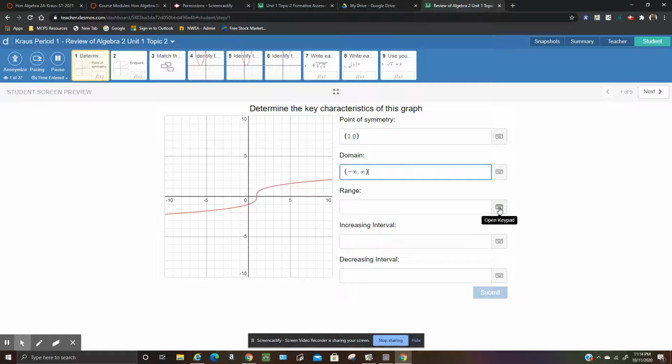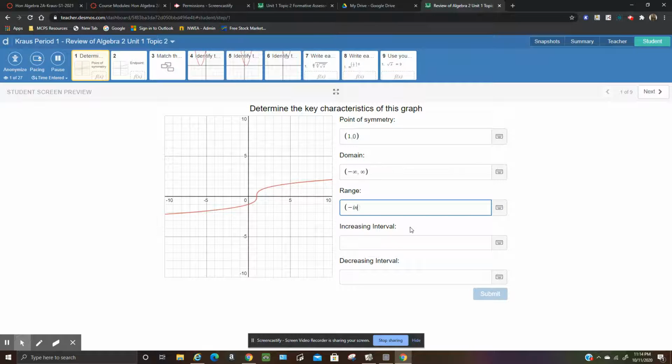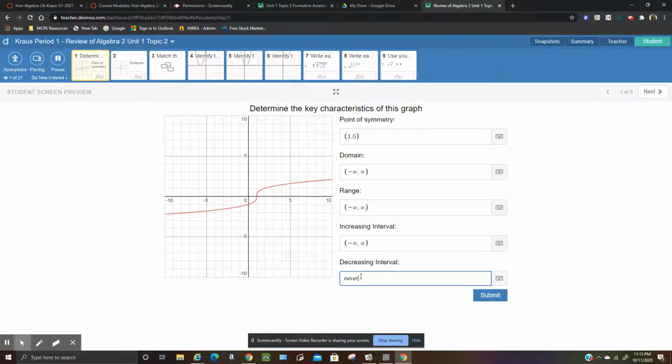Whenever you see this keyboard symbol, it's a math input thing. So the range, negative infinity to infinity, increasing, negative infinity to positive infinity. And this is NA or never. I'm just going to type never in there, because if I type NA, then it comes out as a fraction because we're on the math input there.